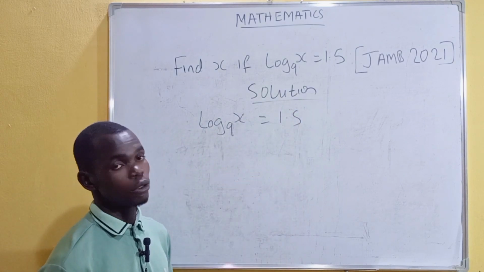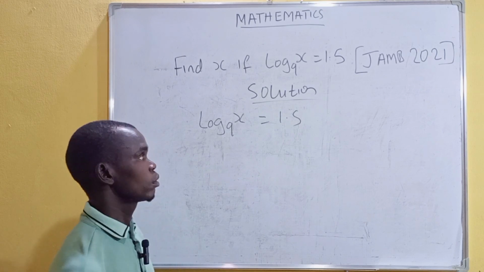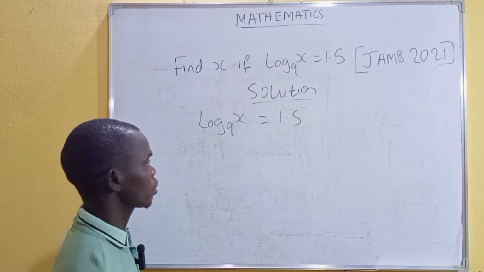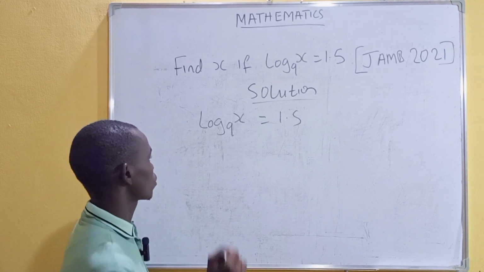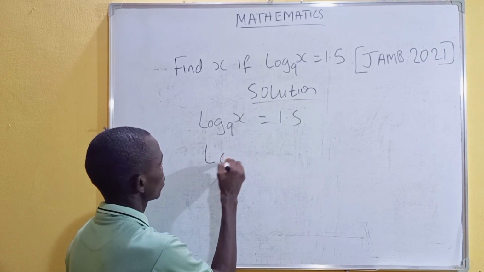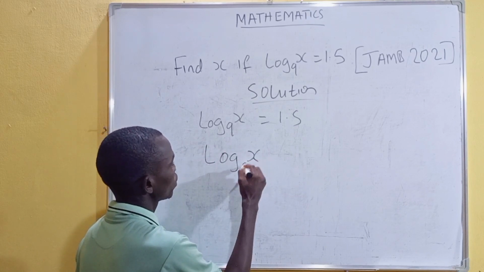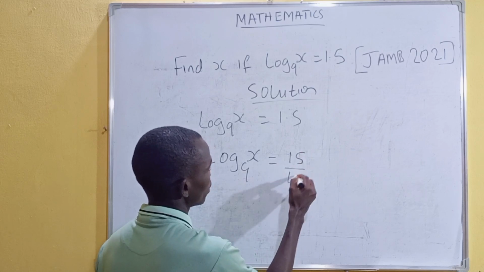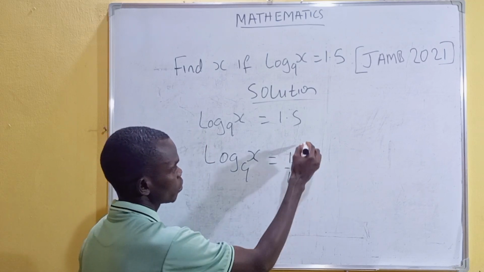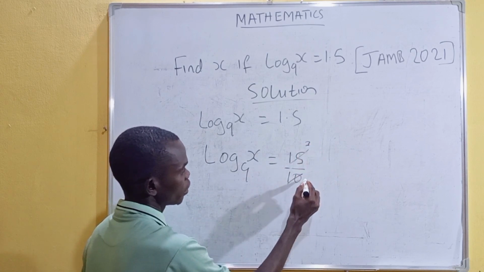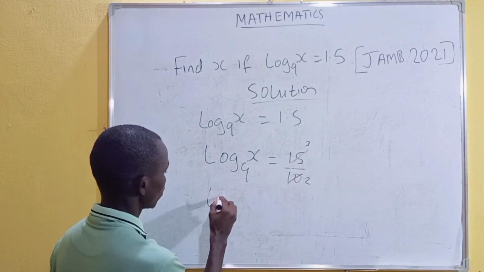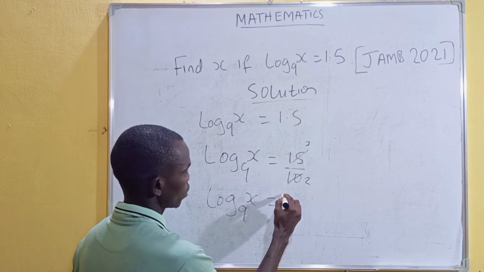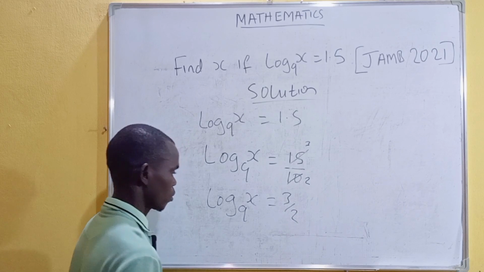From here, before you can solve this question, you have to convert this number to a fraction since it has a decimal place. So it will now be log S with base 9 equals 15 over 10. 5 divided here, we have 3. 5 divided here, we have 2. So it will now be log S with base 9 equals 3 over 2.